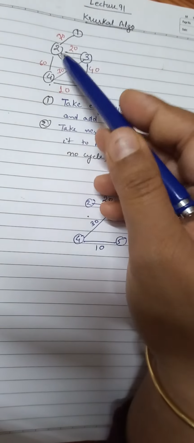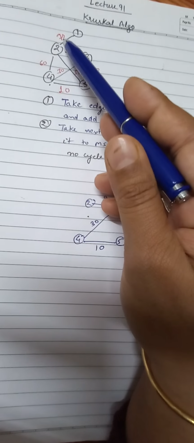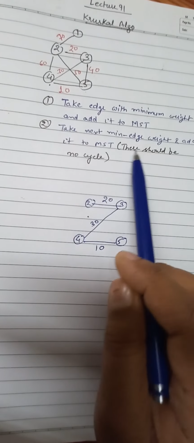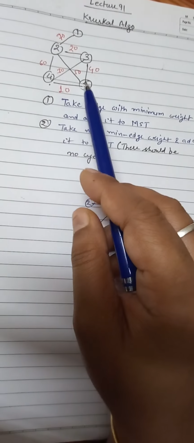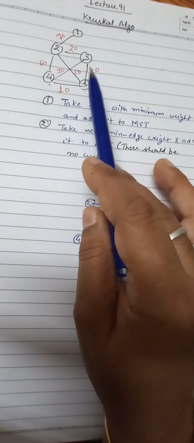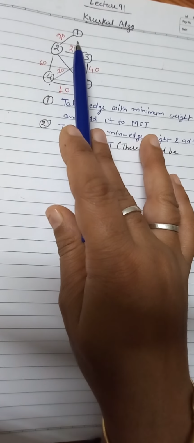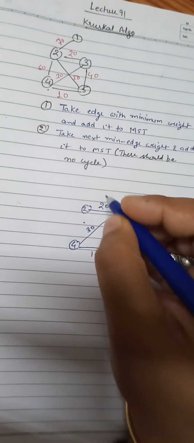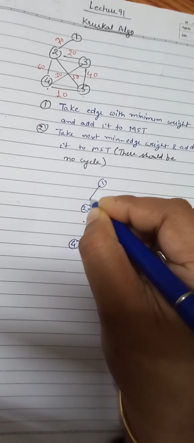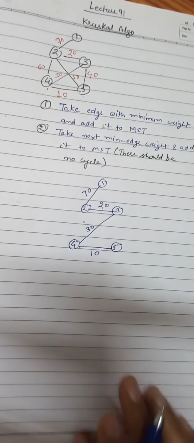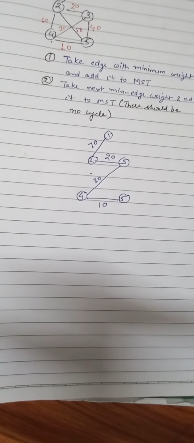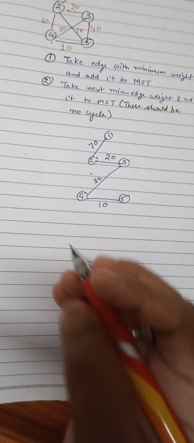So what are we supposed to take? We need to take the next one, that is 70. That is not minimum in weight, but the thing is that we need to take care that there should be no cycle. So that's why we cannot take others which have less weight than this. So we need to take this one. So we will take 2 and 1 with weight 70.